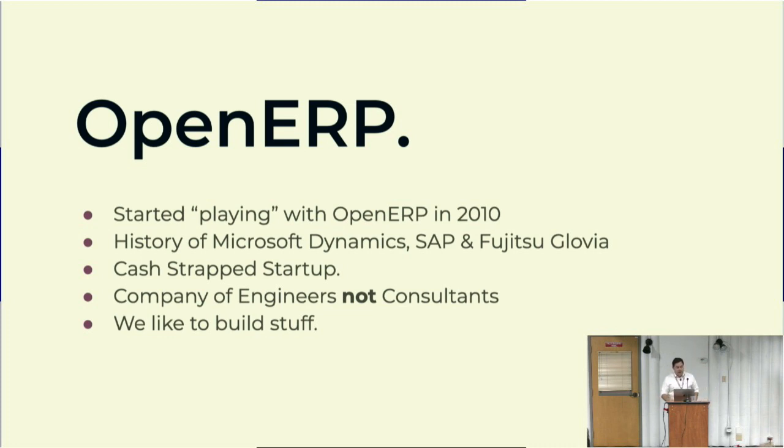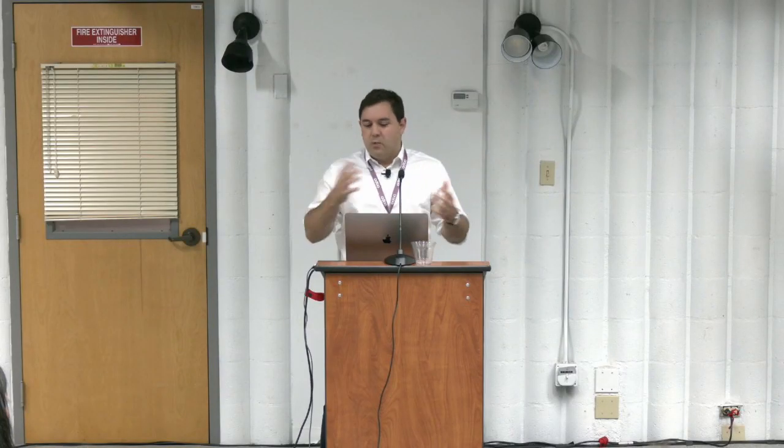So we played around with OpenERP, and we have a fairly storied history in Dynamics, SAP, and Glovia. They're really great products if you're BMW or Boeing or doing something really, really large. But we're a cash-strapped startup that didn't have anywhere near the cash to pay a bunch of consultants to implement the project, and none of us come from a consulting background. We're all engineers. It's an engineers-first company, and we really like to build stuff. So we started playing around with the project. We started to implement it in a previous chapter prior to Softyne, and then as we incorporated Softyne, we decided to go all in.